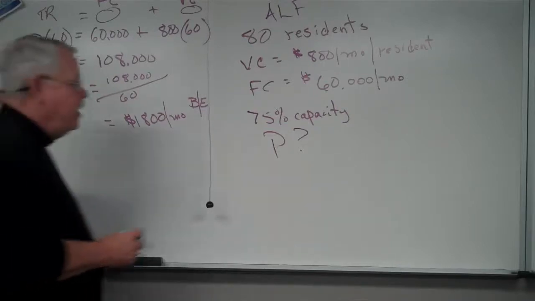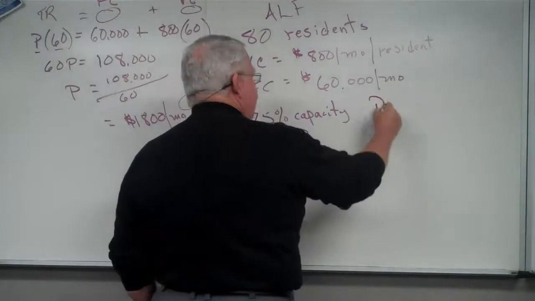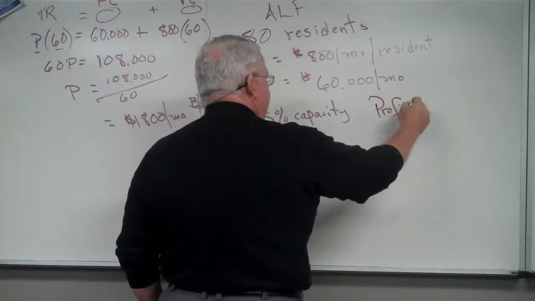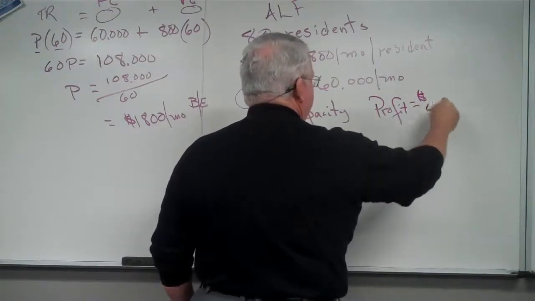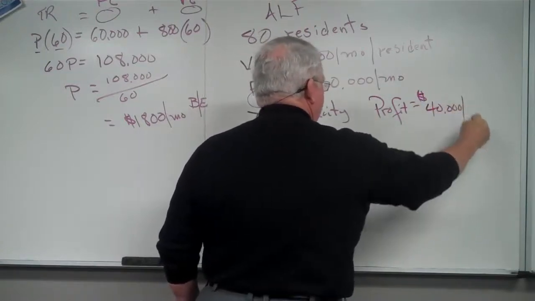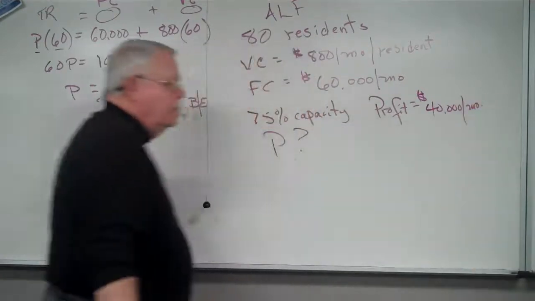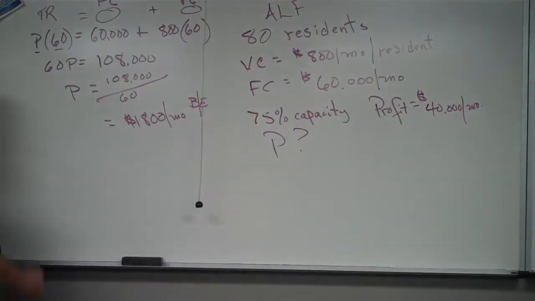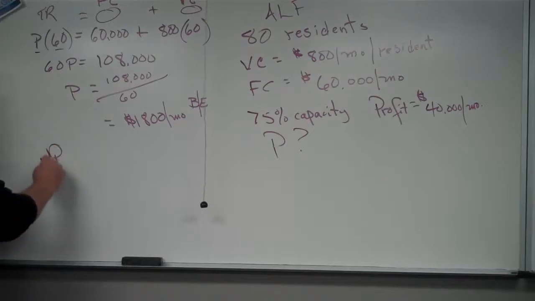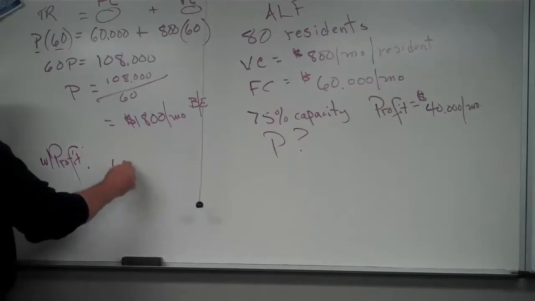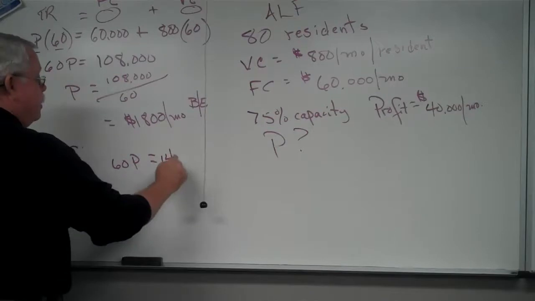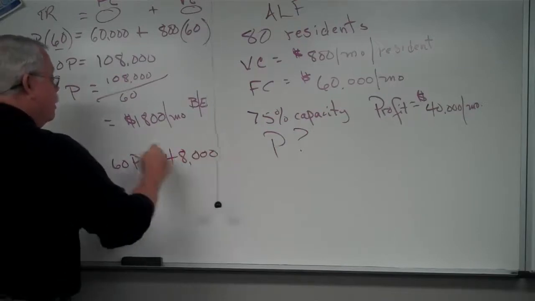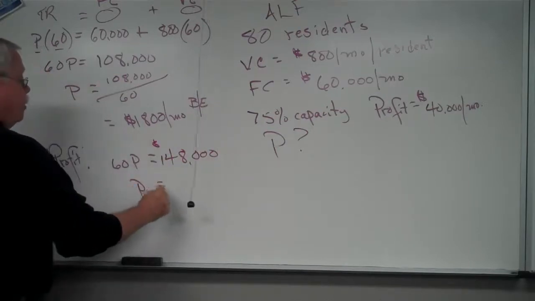So let's plug in that I have decided, oops, also I need a profit on this thing of, I don't know, 40,000 a month. So what happens to my break even? 60 rooms at that price has got to cover the 108 plus 40, 148,000. So now what price do I need to charge?